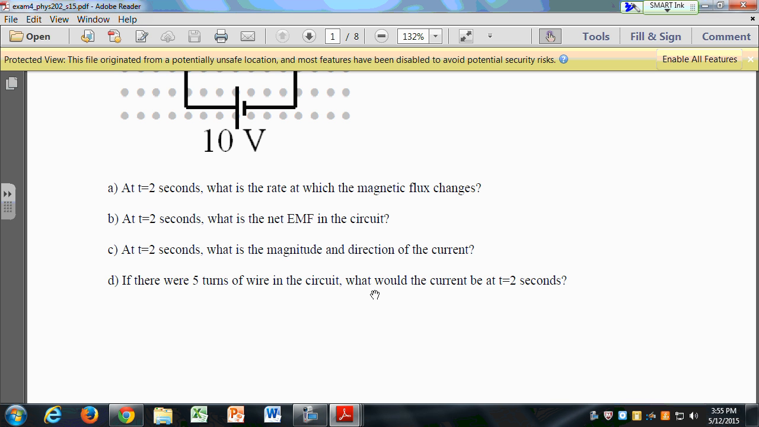On this one, a lot of people miss this part D because when you add 5 turns of wire, the induced EMF is increased by a factor of 5, but the resistance is also increased by a factor of 5, and they didn't take that into consideration. I didn't mark that much off, but they didn't consider that.